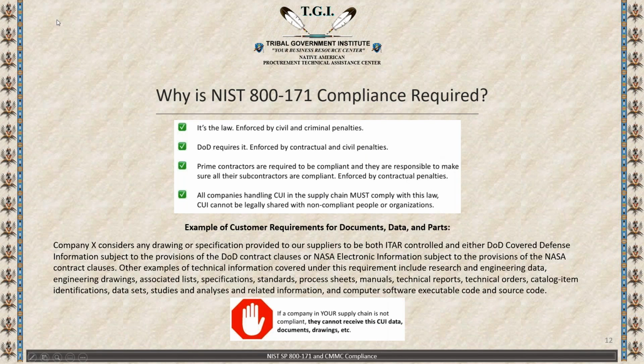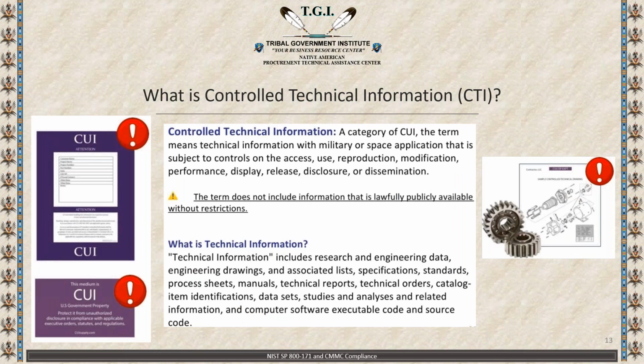Let's talk a little bit about Controlled Technical Information, or CTI, which is a category of Controlled Unclassified Information, or CUI. Controlled Technical Information is technical information with military or space application that is subject to controls on the use, access, reproduction, modification, performance, display, release, disclosure, or dissemination. Note, the term does not include information that is lawfully publicly available without restrictions.